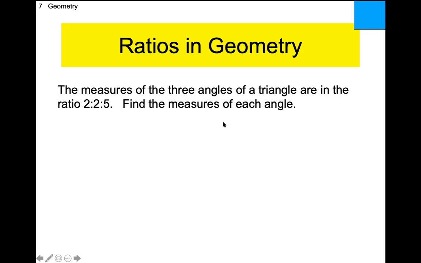So the question is, well, how do we do this? Right? We have an isosceles triangle. We clearly have an isosceles triangle. I know that because 2 of the ratio numbers are exactly the same. If this was 2 to 2 to 2, it'd be easy. It's equilateral. There'd be 60 degrees.